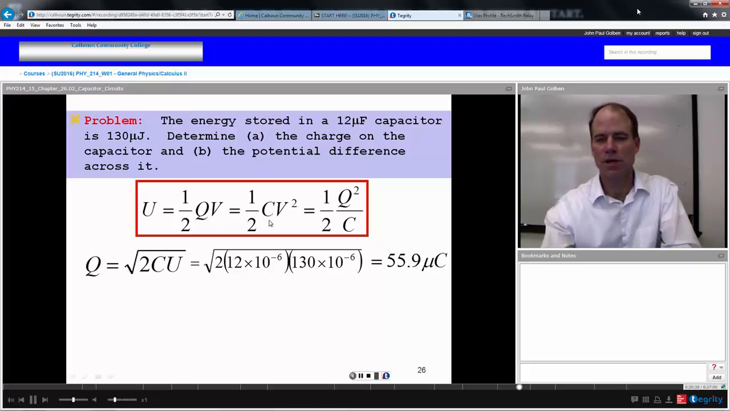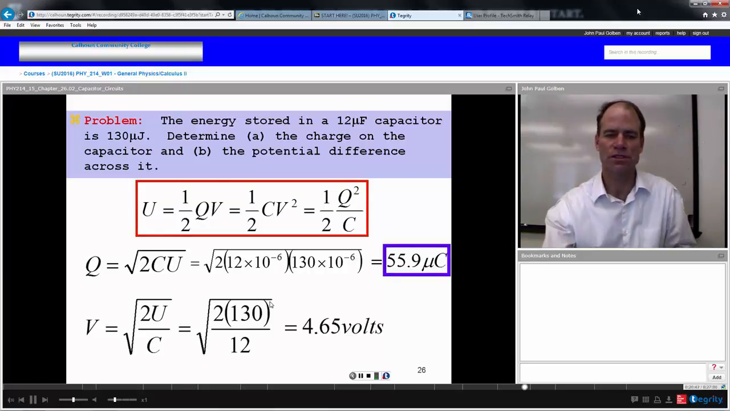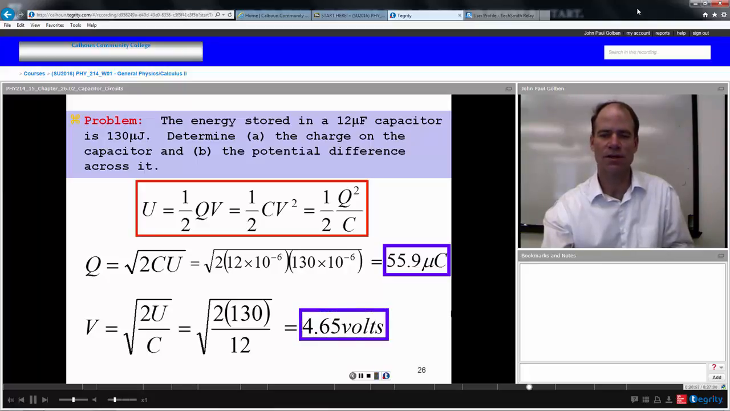We could also rearrange this, knowing the capacitance and the energy, by the second equation to find the voltage. Multiply both sides by 2, divide by C, take the square root. So the voltage is the square root of 2U over C. Micros cancel out, 130 microjoules over 12 microfarads, and the square root of that is 4.65 volts.